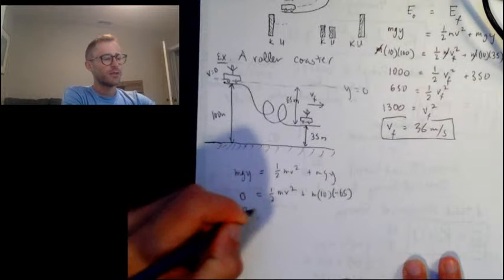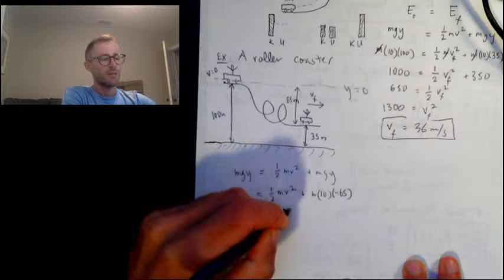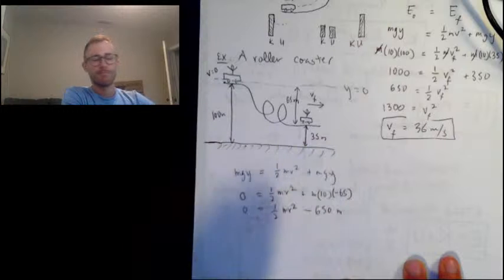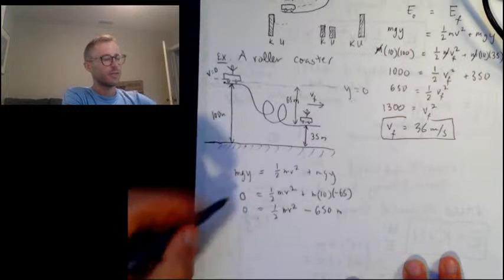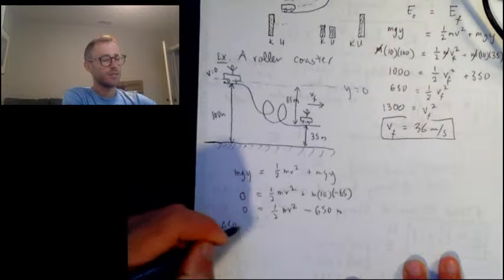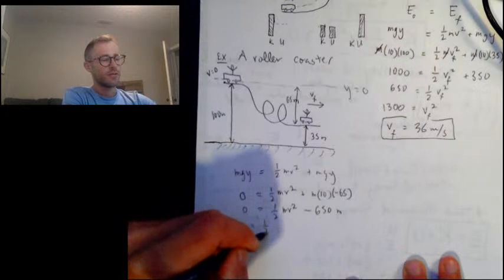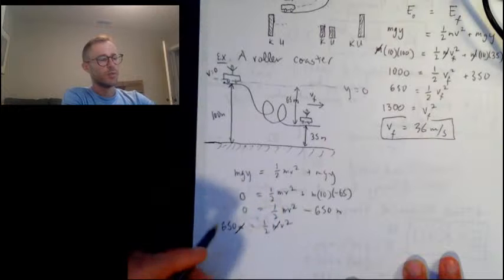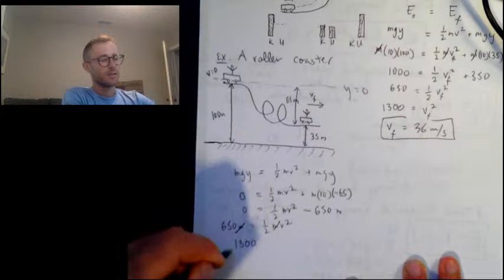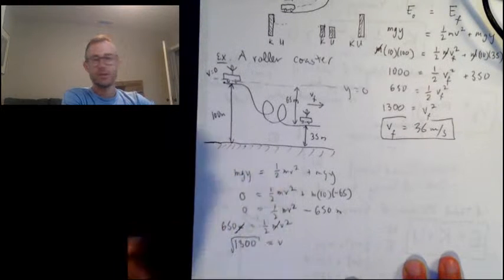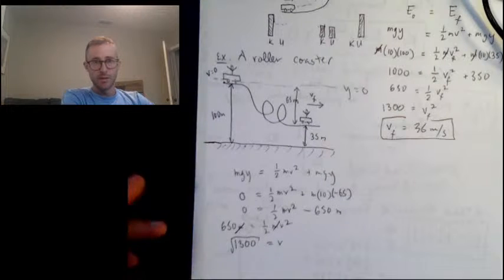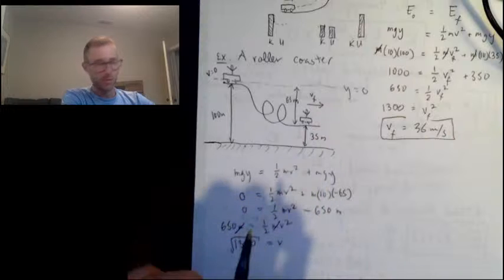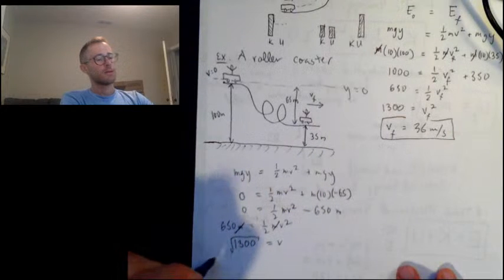So we have 0 equals 1/2 mv squared minus 650 m. Adding 650 m to the other side, we have 650 m equals 1/2 mv squared. Cancel out the m's once again, multiply by 2, and I can see that the answer is once again the square root of 1300. Okay, so we got the same answer no matter where we put y equals 0. That's important.